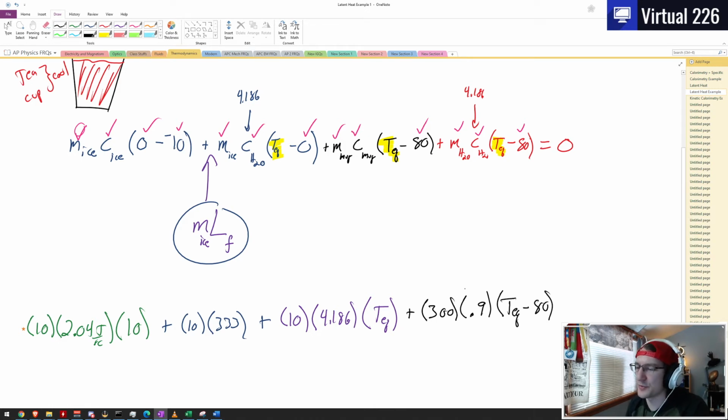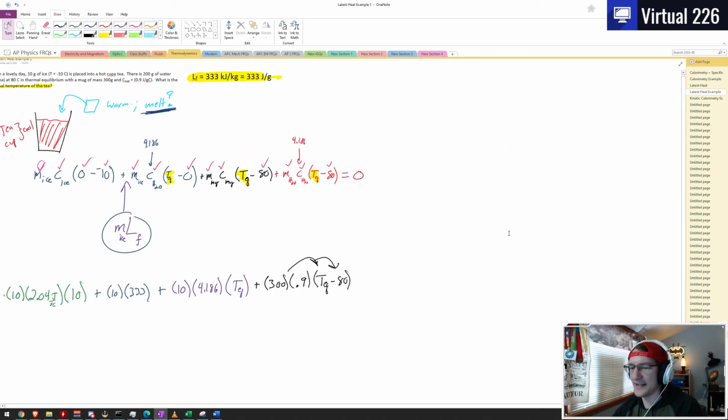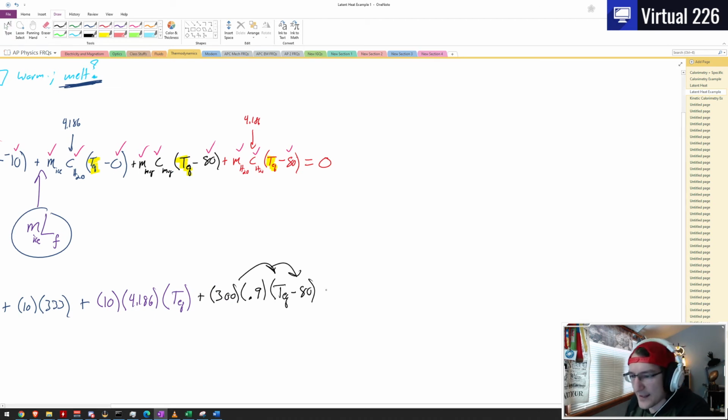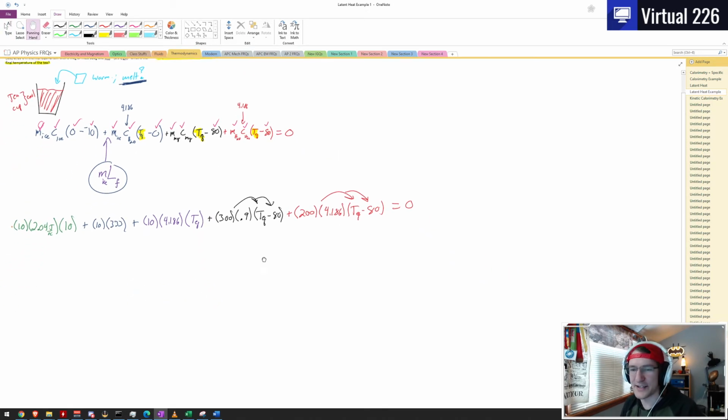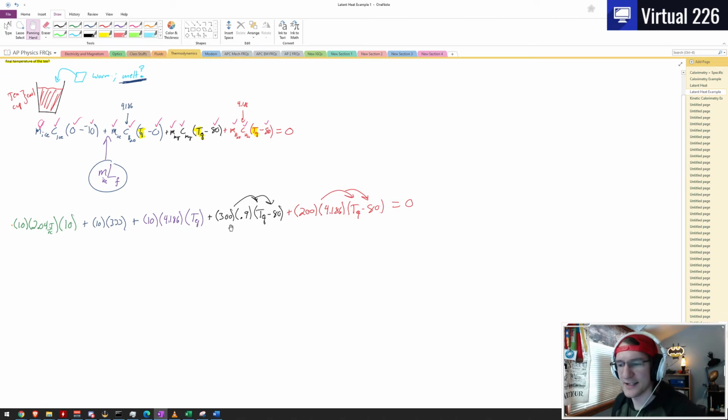We're going to have to do some distributions in a second to hit both of those numbers. Ugh, that's annoying. And then plus the mass of the tea itself, which was 200 grams, multiplied by the specific heat of water, which is 4.186. And then there's the equilibrium temperature, TEQ, minus 80. We're going to have to do another distribution here, which equals 0. So, whew, that's just a few numbers, right? Nothing too crazy. This is annoying, but at this point, we can just run through this.